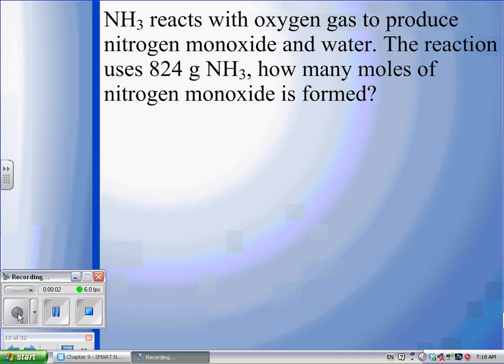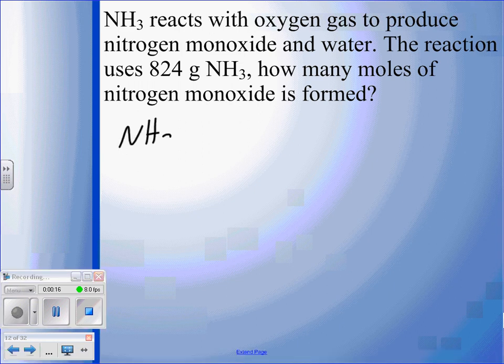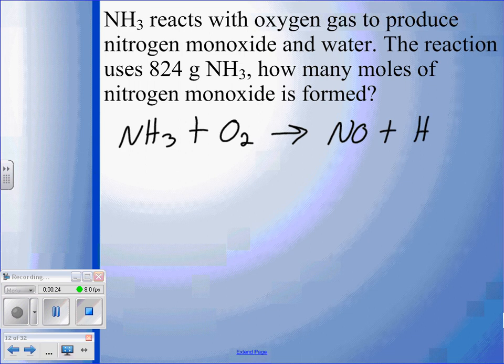Mr. McMahon here. We're going to do a problem from grams to moles. I want to give you a little outline of what that looks like here. So we have NH3 reacting with oxygen gas to produce nitrogen monoxide and water. First thing, you need to write down what this actually looks like. So NH3 plus O2 gives me nitrogen monoxide plus water.